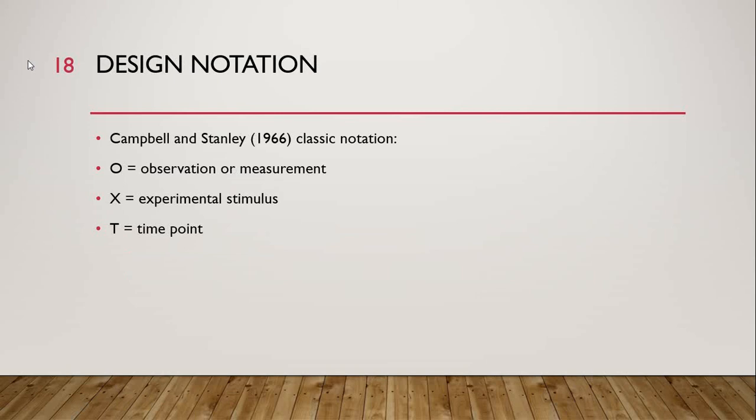So I'm just going to briefly walk through the design notation. So the book introduces you to the classic notation provided by Campbell and Stanley in 1966, and this helps us to kind of better visualize and understand how experiments work. So here's basically what the syntax looks like. So O stands for observation or measurement. X is going to be our experimental stimulus, and then T is going to be our time point.